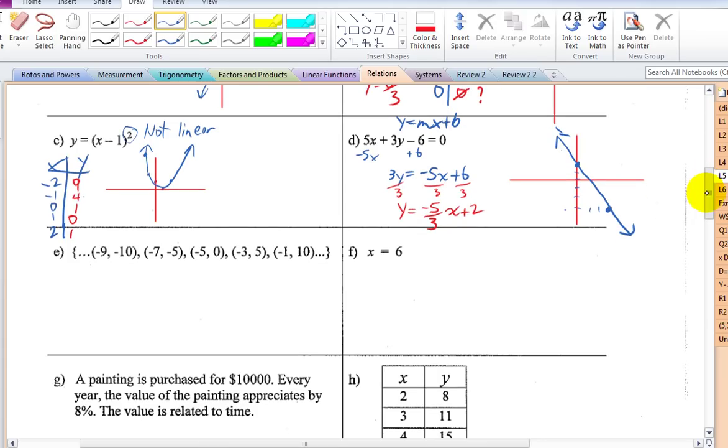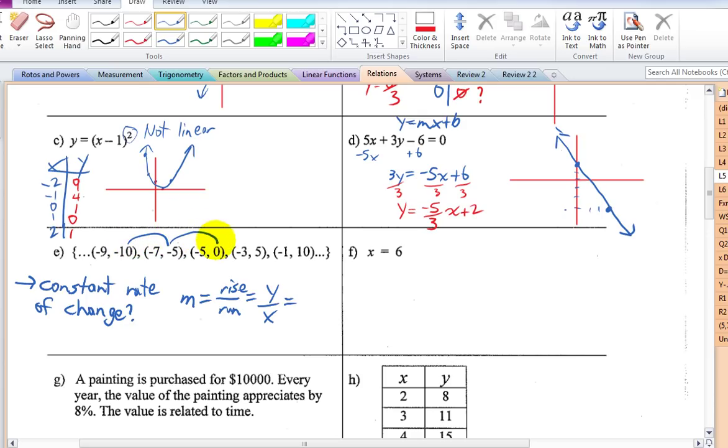Now these points here, we don't have to put them into y equals mx plus b. We are going to see if we have a constant rate of change. So we're going to figure out, what does m equal? Well, it's rise over run. That's on your data booklet, and so it's y over x. So let's check our y values. For each jump on our y values, what are we going up by? 5, 5, 5, 5.